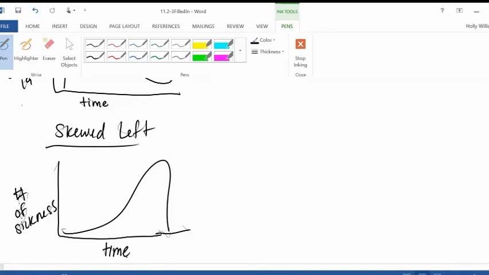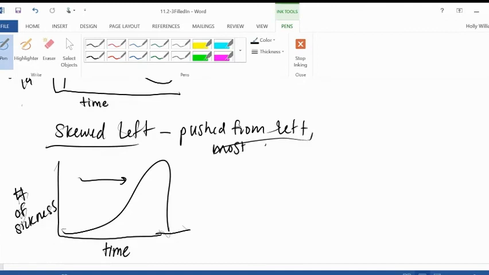So do you guys see how this is skewed left? Imagine that it's being pushed from the left. So it's backwards. It's pushed from the left, but then most of the data is on the right. Okay, what do you guys think?